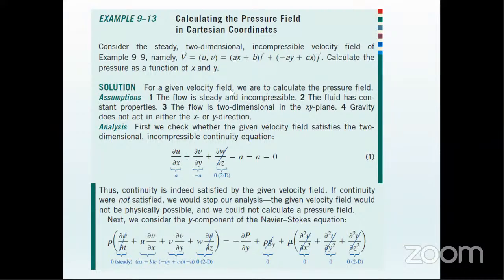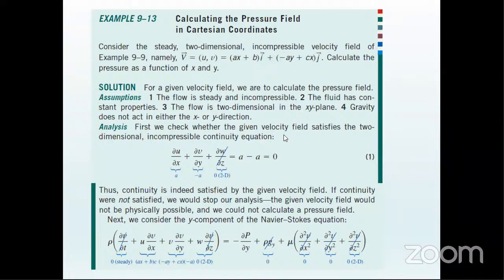The flow is two-dimensional in the xy plane. It means that in the xy plane, the z direction should be taken as a constant value. Gravity does not act in either the x or y direction. Here x is along the direction of the flow, and y is perpendicular to that horizontal flow. The z direction, either vertically upward or downward, is not taken into account.